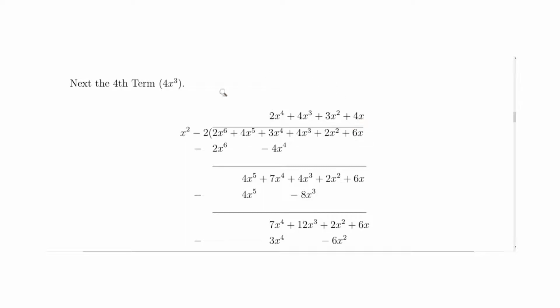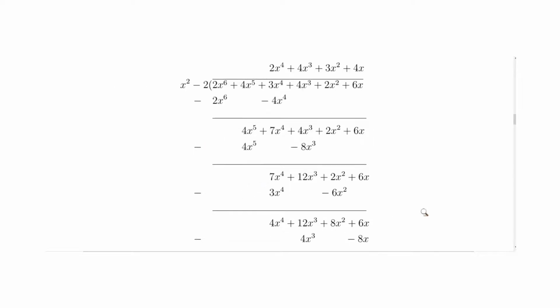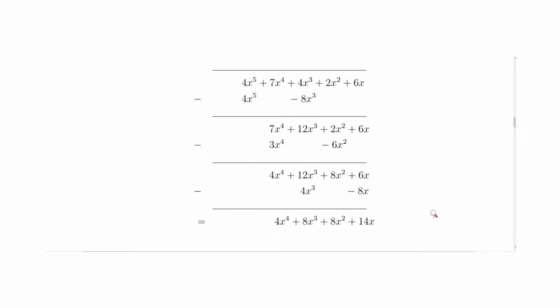The 4x then gets distributed with the x squared minus 2. And that's then going to give us 4x cubed and minus 8x. 4x times minus 2 is minus 8x. 4x times x squared, 4x cubed. And as before, we're then going to subtract these from our running total for our remainder, which gives us 4x to the 4 plus 8x cubed plus 8x squared plus 14x. 12 and 4 is 16, 16x cubed. 12 minus 4 is 8x cubed. 6 minus 8 is 14. So that's how we get to that.